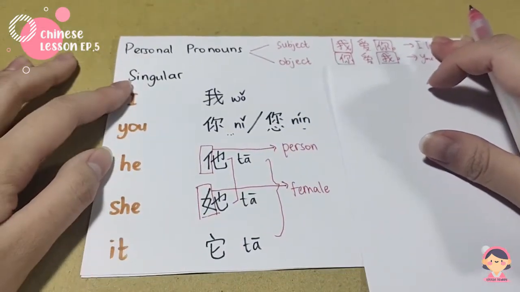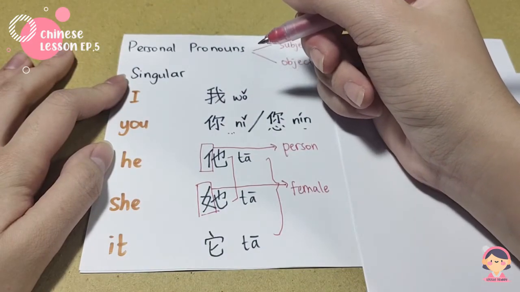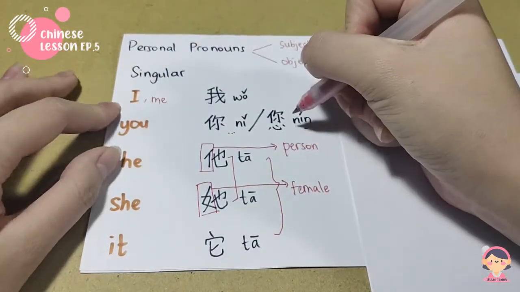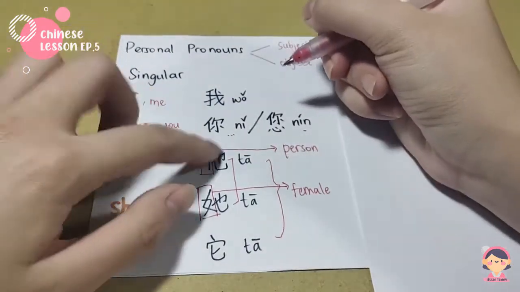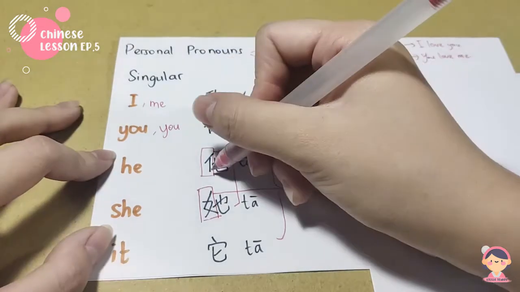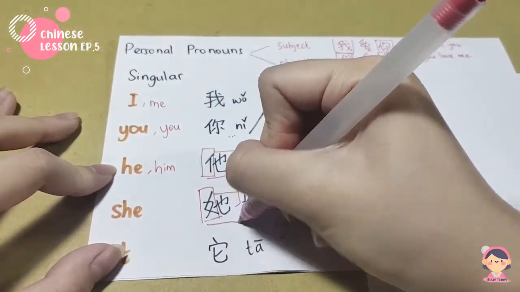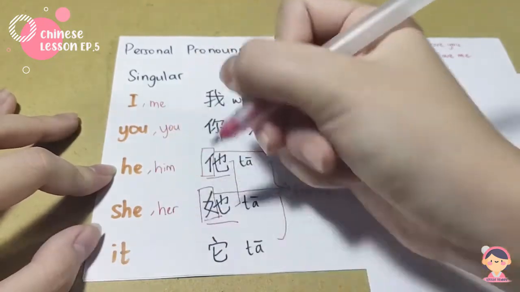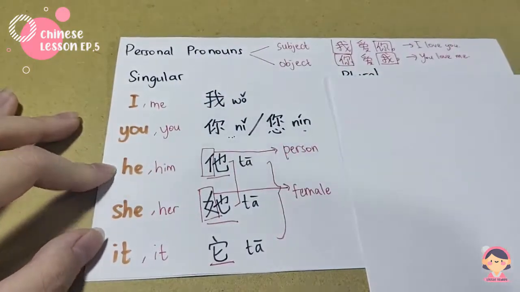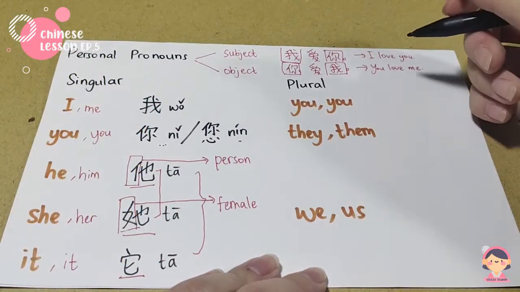So 我 not only means I but also means me, and 你 not only means you as the subject but also you as the object, and 他 also means him, 她 also means her, and 它 also means it as the object. Now let's move on to the plural.